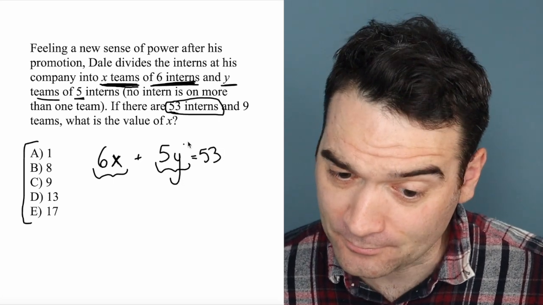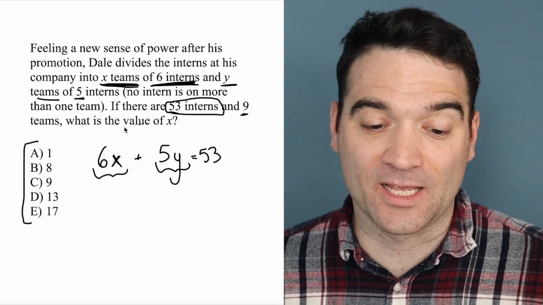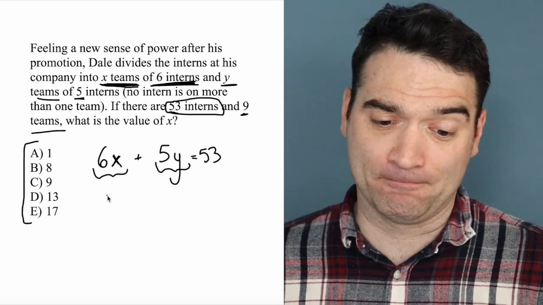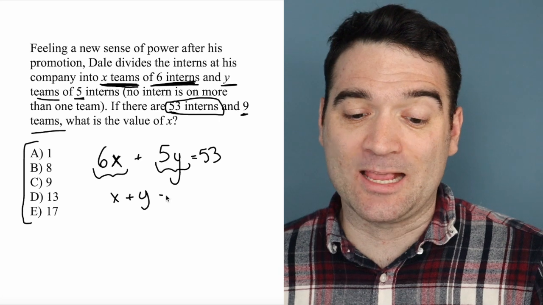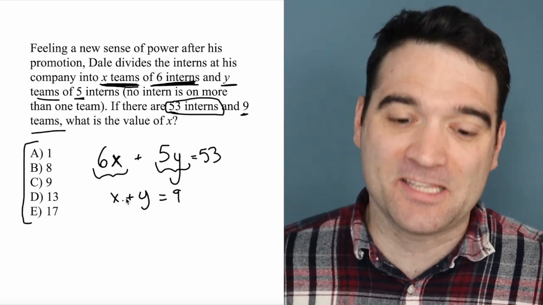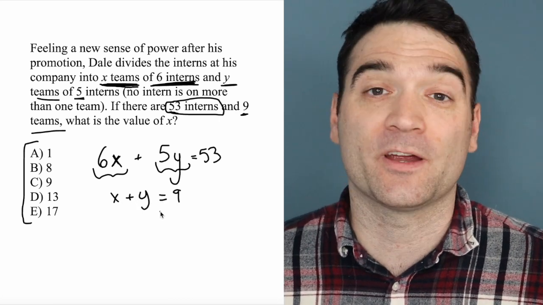Okay. The other equation that I can build here is related to this one. There are 9 total teams. Well, how do I solve that? X plus Y equals 9, right? There are this many X teams, this many Y teams, and when I add them together, that's 9 total teams. 2 variables, 2 equations.